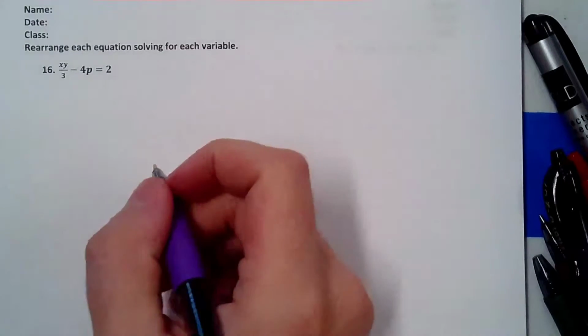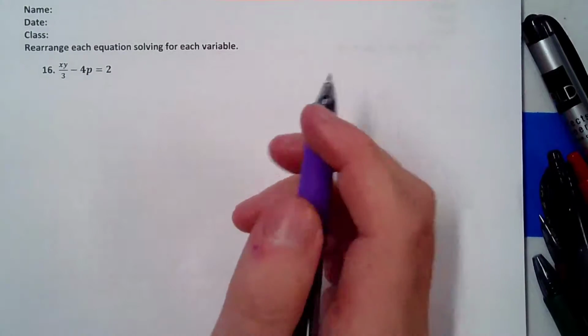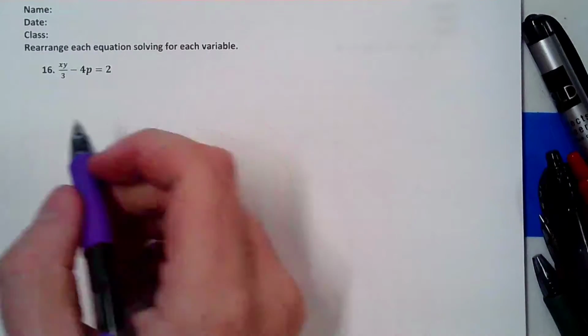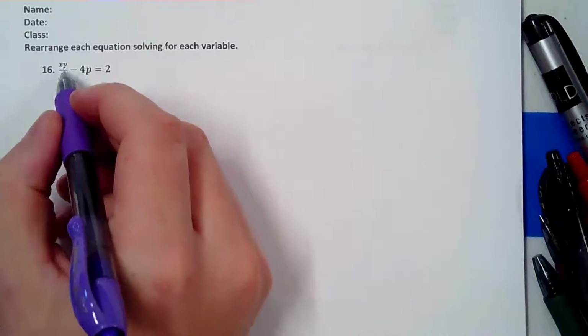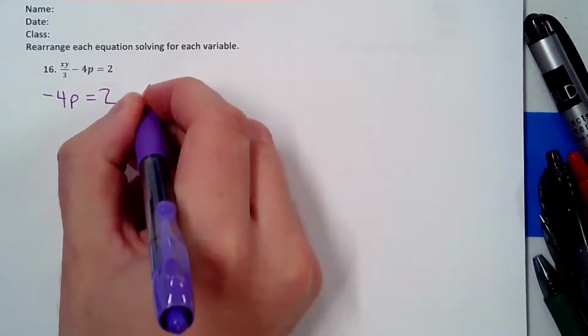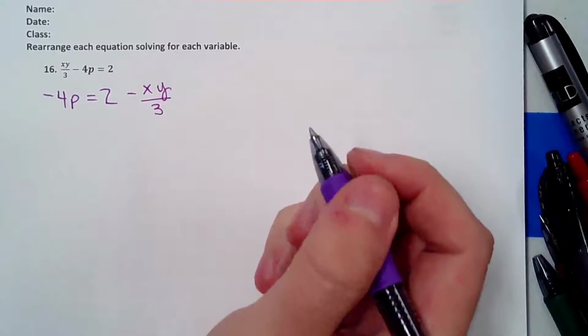Back to 16. Yeah, we're going back to 16. So here's what I'm going to do. First thing, I'm going to get P on its own because P's already on its own as a term, right? X and Y are looped together. So I'm going to move this whole term over, and that's going to give me this. I moved it by subtraction. That's how we move terms.